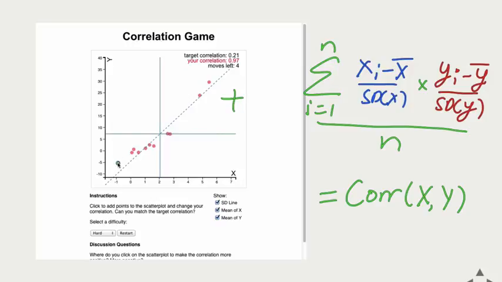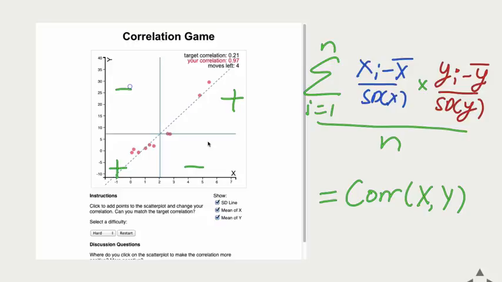In this bottom left quadrant, we see that both standardized values will be negative, so their product will be positive. This contributes a positive value to the average. In this bottom right quadrant, we see that the standardized x value is positive, but the standardized y value is negative. Their product is negative, and that contributes a negative value to the average. And for this top left quadrant, the product is also negative.